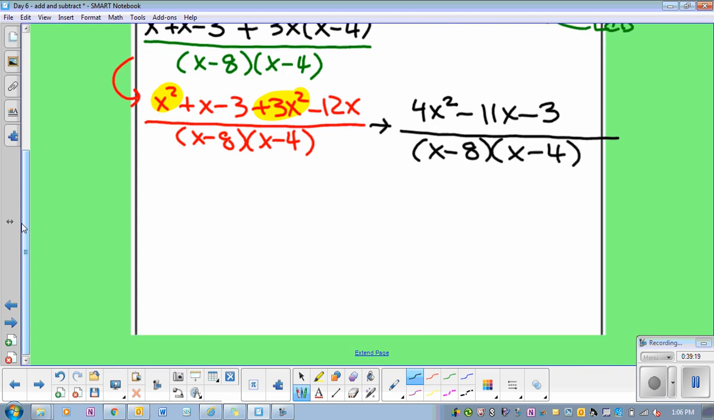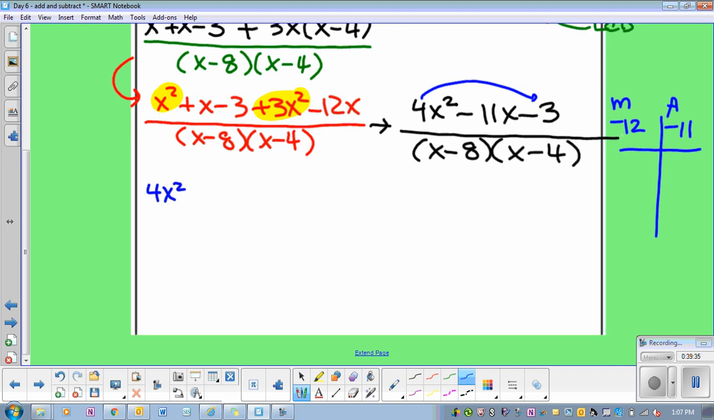There's no GCF, so you have to swing this over. 4 times negative 3 is negative 12. So two numbers that multiply to give me negative 12 but add to give me negative 11. Negative 12 and 1. So bring down the first, bring down the last, and rewrite your middle term using the two numbers that you found. So minus 12x and then plus 1x.